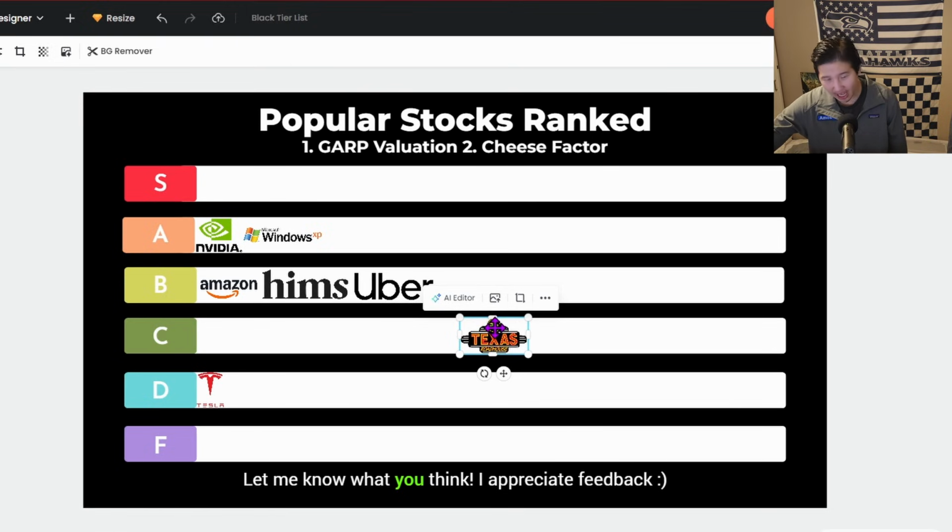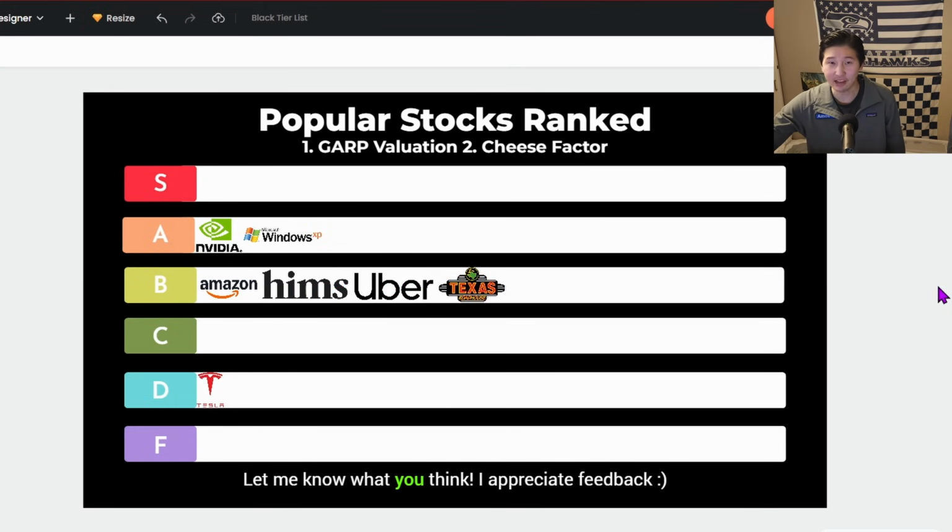So with Texas Roadhouse, I would put them into the B tier. I think out of the restaurant chain stocks, Texas Roadhouse is probably the best. I think in the second tier would be like Darden Restaurants or Brinker International, the parent company of Chili's. Those are also very good. And Cheesecake Factory, not as bad. But Texas Roadhouse, when you take a look at their financials and fundamentals, best in class, especially in the sit-down restaurant category.